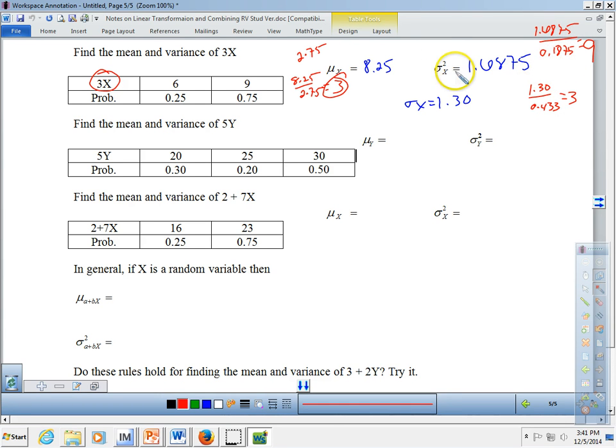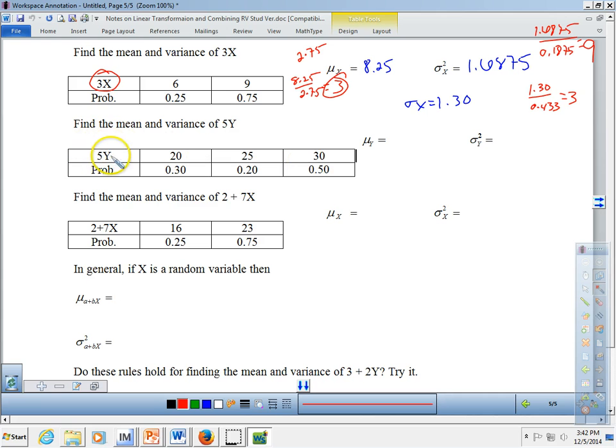Now that should make sense. Since variance is standard deviation squared, and the standard deviation went up by a factor of 3, then the variance is going to increase by a factor of 3 squared, which is 9. Okay? So actually, everything seems to be the same as it was before. Okay? Now, you can verify this if you want.